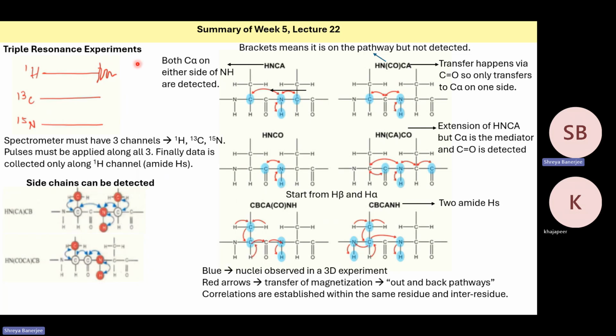Now we'll go into something completely new, which is called triple resonance experiments. Just give me 2 minutes.